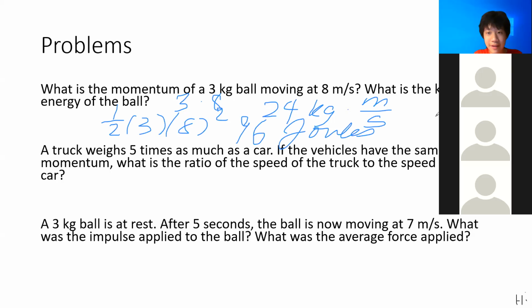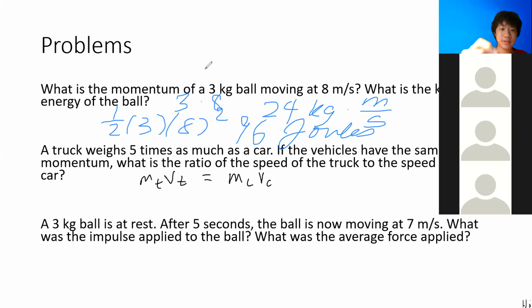If the vehicles have the same momentum, what's the ratio of the speed of the truck to the speed of the car? Well, the momentum of the truck is defined as mass of truck times velocity of truck, and this is equal to the momentum of the car, mass of car times velocity of car.